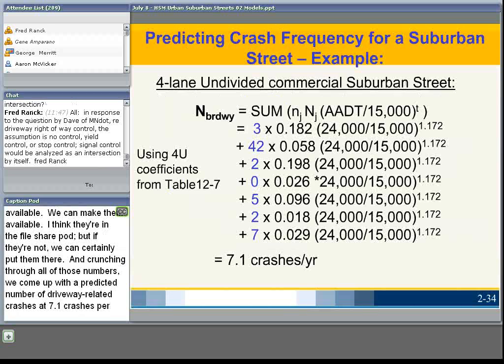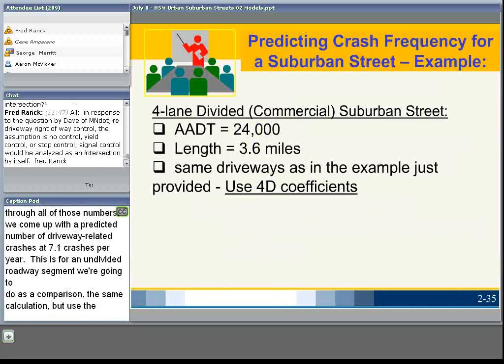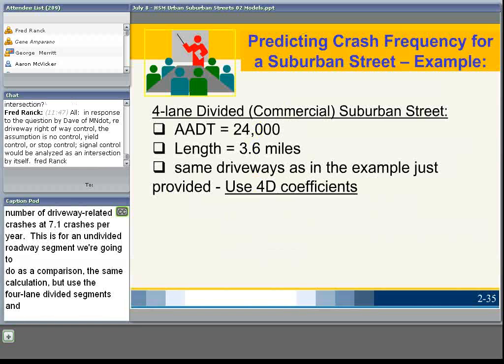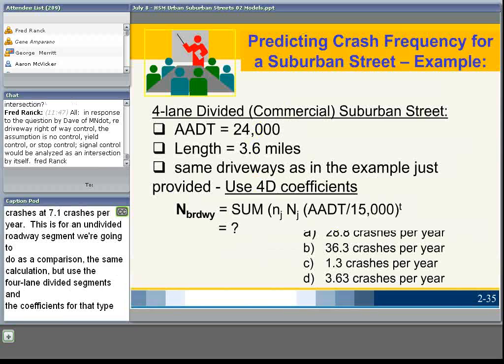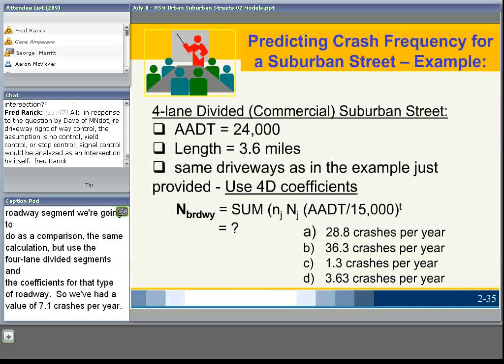So using the coefficients from table 12.7 for a 4-lane undivided, substituting in our values, this is the calculation that needs to be performed. Again, a spreadsheet comes in very handy. There are spreadsheets available. We can make them available. I think they're in the file share pod, but if they're not, we can certainly put them there.